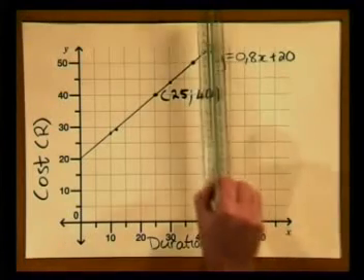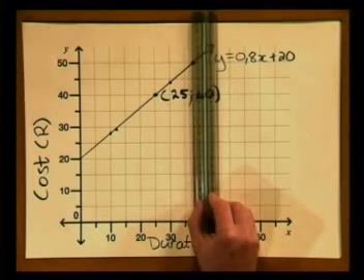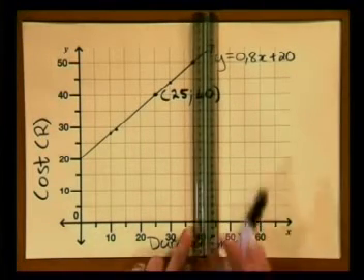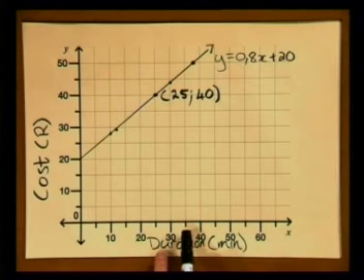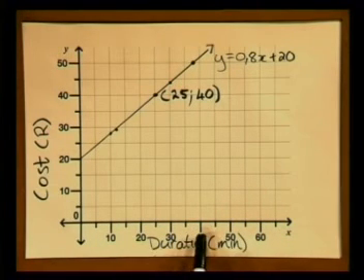Let's see if the graph shows that too. If I read down from my point to the x-axis, I can see that my value lies somewhere between 35 and 40, although my scale is not fine enough to give an accurate reading.